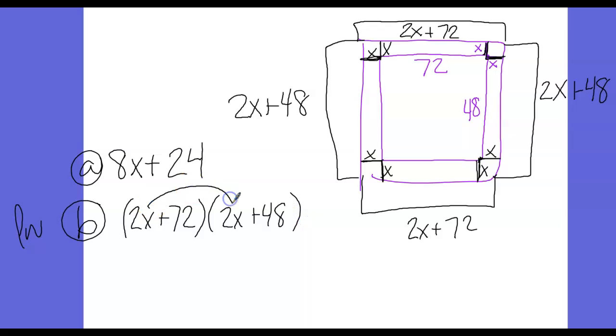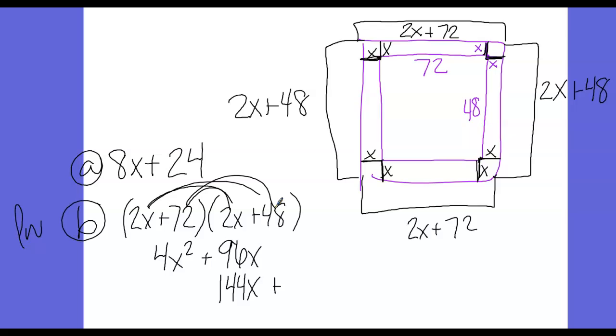So 2X times 2X would be 4X to the second power. 2X times 48 would be 96X. 72 times X? It would be 144X. I'm stacking my like terms. Plus 72 times 48. You have a calculator, don't you? 3,456.